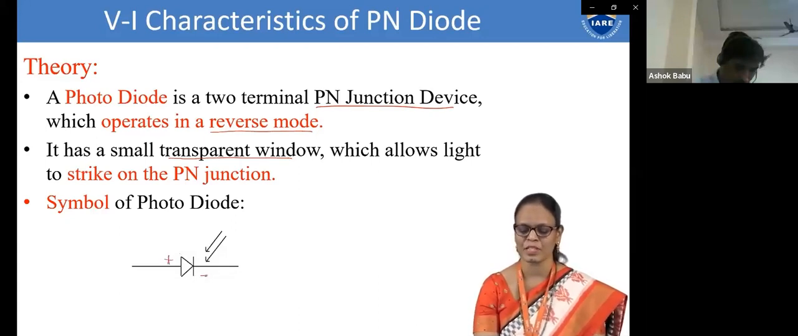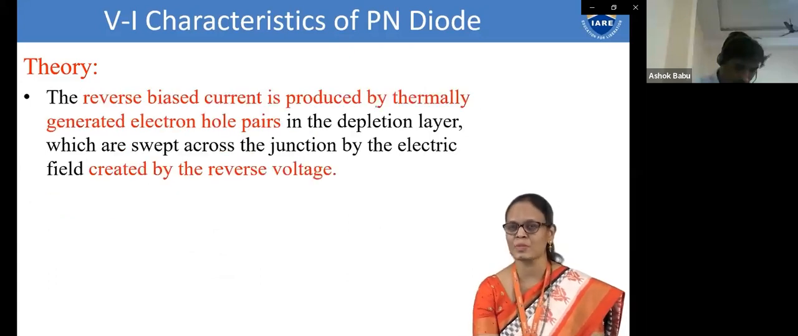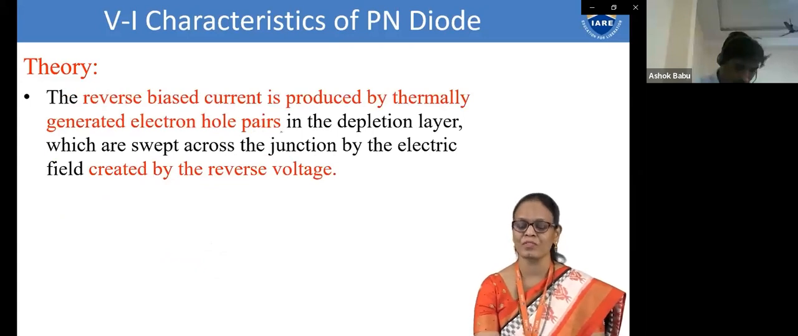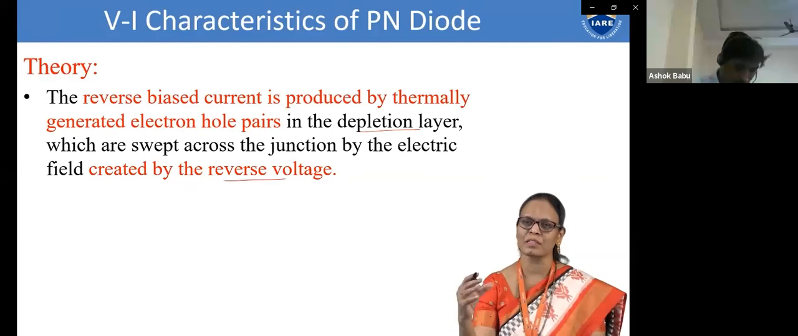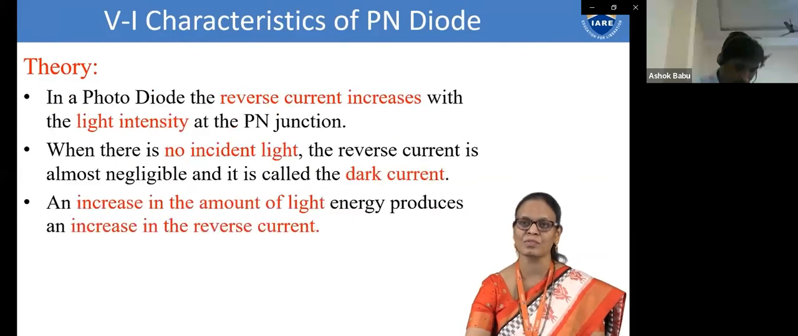Because of the light that is falling on it, there are electron hole pairs that are generated. They are generated thermally because of the heat. Thermal always means related to heat, in the depletion layer. And these charges are swept across the junction by the electric field created by the reverse voltage. We are applying a reverse voltage to this PN junction diode, the photodiode, and because of the reverse voltage, these electron hole pairs are swept across the junction, which gives rise to current.